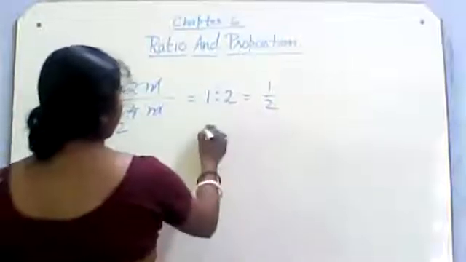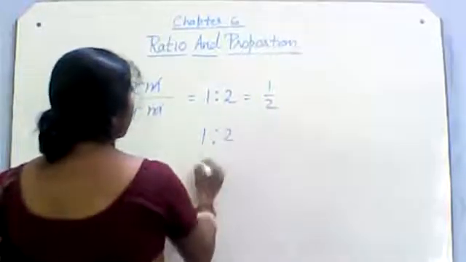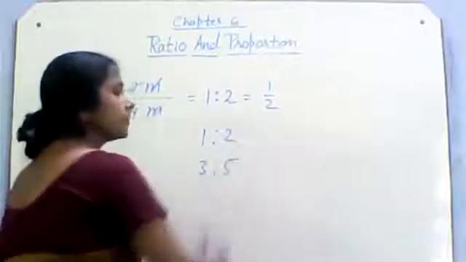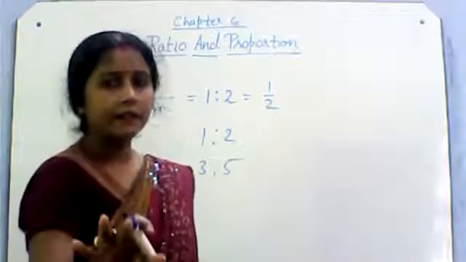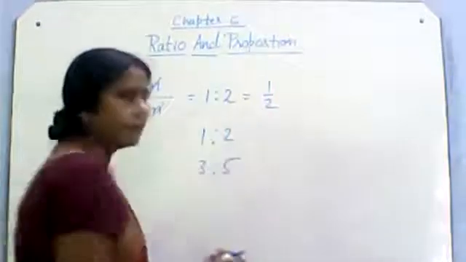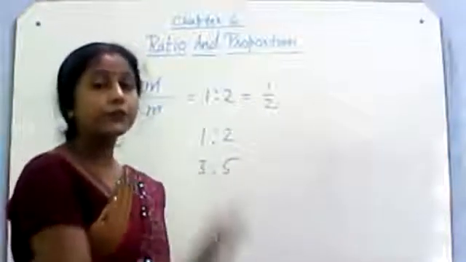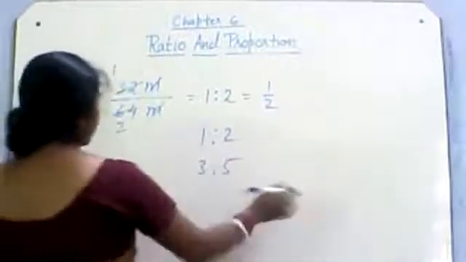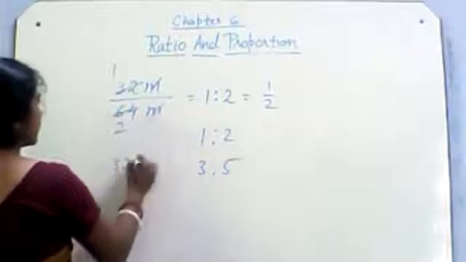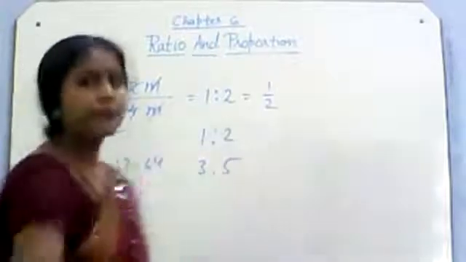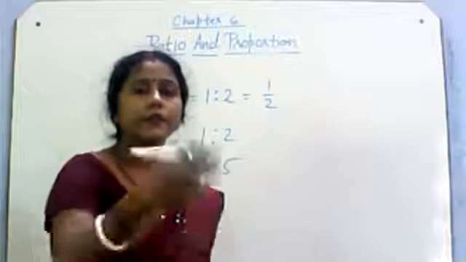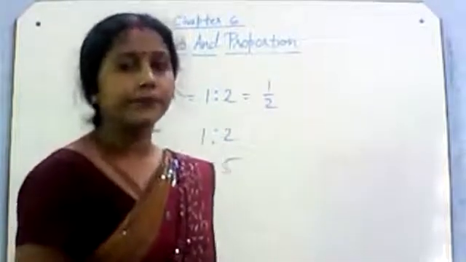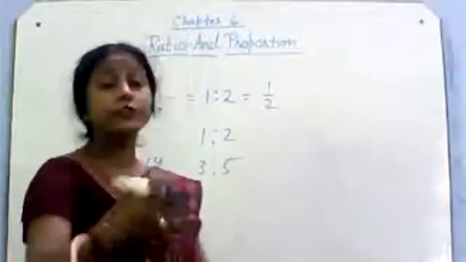If it is in prime number, this is not prime number, but 2 is prime number. Suppose 3:5 is there. These two are prime numbers. We cannot cancel. So this is the ratio form, reduced ratio form. Understood? And if it is not reduced, just like this, 32:64, you have to reduce it and then you have to write it. That is conversion of a fraction into ratio. Okay, next.